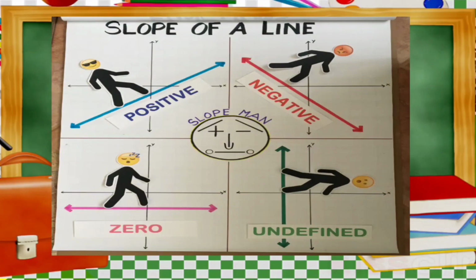Narito ang illustration ng slope of a line. Pansin ninyo si slope man. Kapag paakyat siya going to the right, yan ay positive. Kapag pababa naman siya papuntang right, that is negative. Pero kung horizontal lamang o dire-diretso ang lakad ni slope man, that is 0. Kapag vertical line, that is undefined.